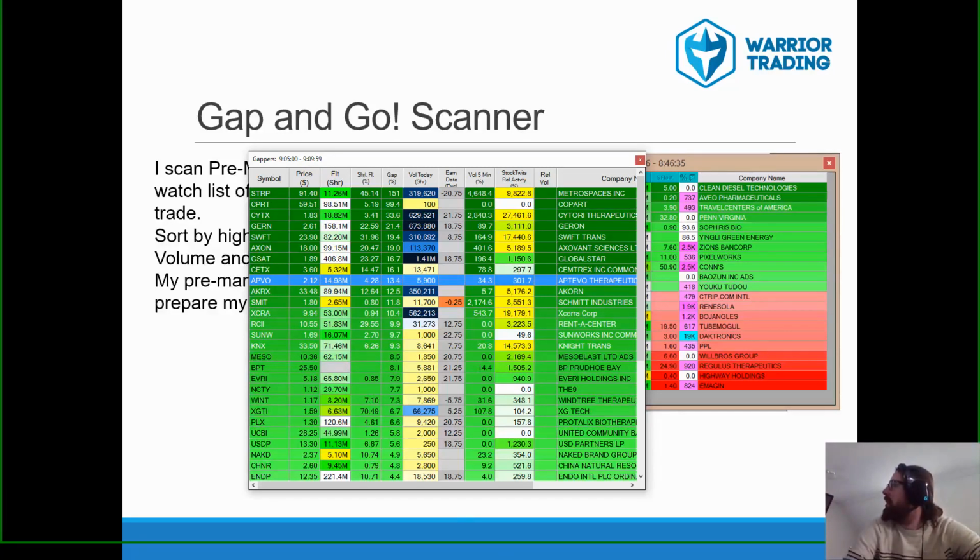So, let's see. Let me just cancel. I've got an alert window up here. Alert configuration. Okay, so you can see here, this is my Gap scanner, and this is what I do every single morning. I wake up, I grab my laptop, and while I'm still in bed, I open my laptop and I kind of orient myself for the day.